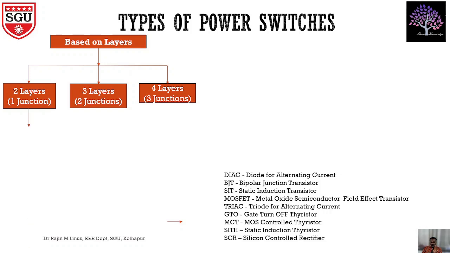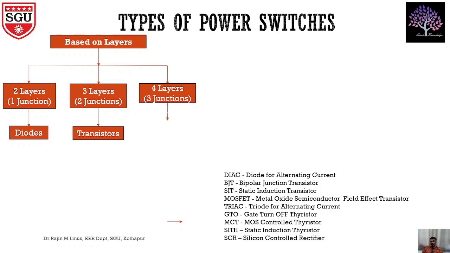Let us see what all the switches are under this two layer category. Diodes are normally in the two layers category, so two layers and only one junction. Then for the three layer category, all the transistors family are in the three layer category. Then the four layer category, thyristor families all are in the four layer category. So two layer diodes, three layers transistors and four layers thyristors.